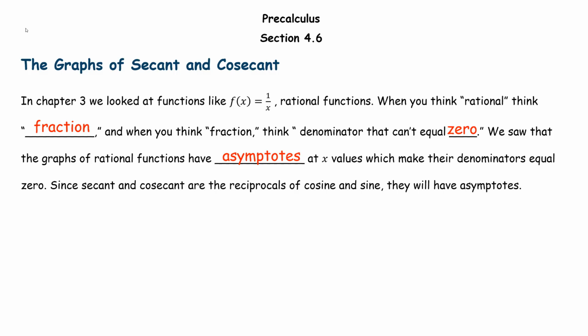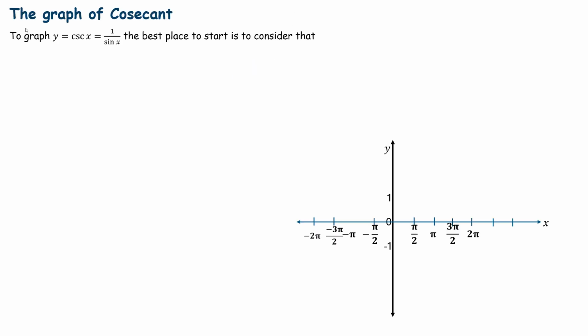So since secant, cosecant, tangent, cotangent are all reciprocals or rational expressions involving sine and cosine, you're going to have that problem of having a denominator that equals 0 at certain places, and at those places you're going to have asymptotes, which are lines that the graph will approach but never touch. So let's take a look at cosecant.